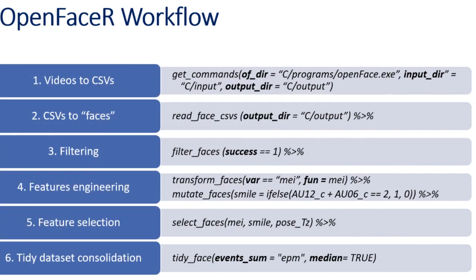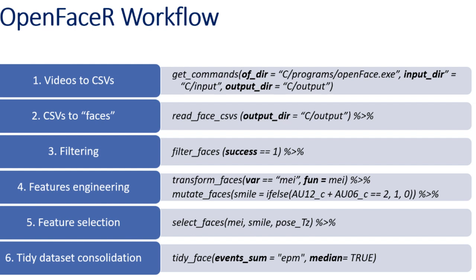OpenFaceR uses a routine of 6 steps to transform raw videos into tidy output. First, we will need to transform videos into CSVs using OpenFace. The OpenFaceR function get_commands produces the codes to paste in the command prompt. Secondly, we must read the CSV and import them into our OpenFaceR format.